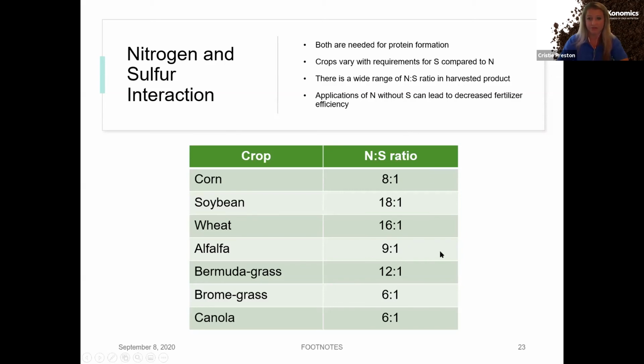Now, since sulfur is an essential nutrient, applying more nitrogen is not going to cause the deficiency to become better, and can actually, in some cases, decrease fertilizer efficiency and cause the deficiency symptoms to be worse. So over applying nitrogen is not ideal for your return on investment. It's not ideal for your ROI. You need both nutrients at a certain level to maximize production.